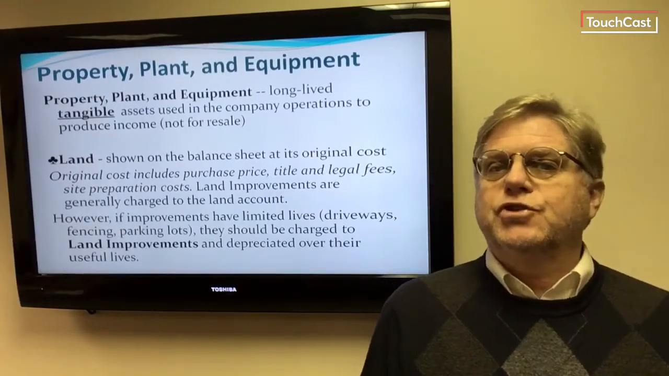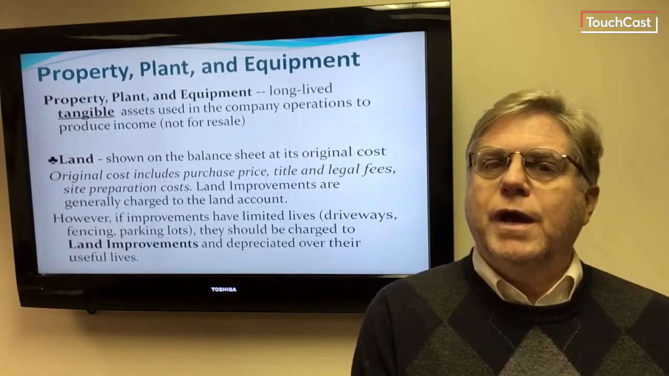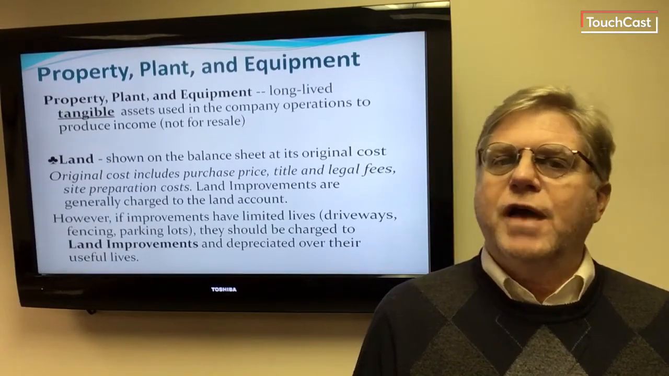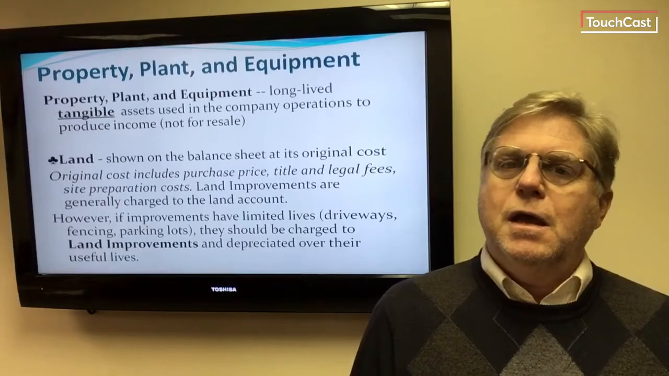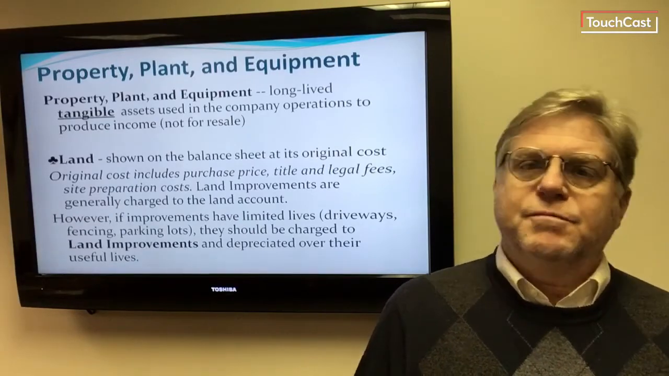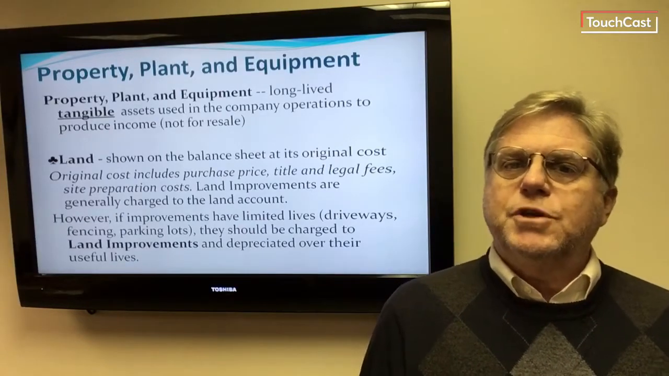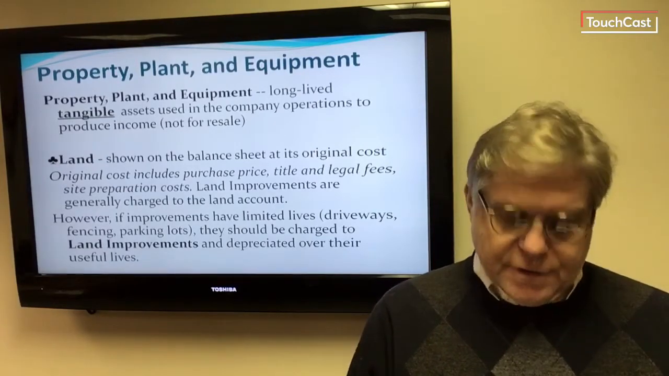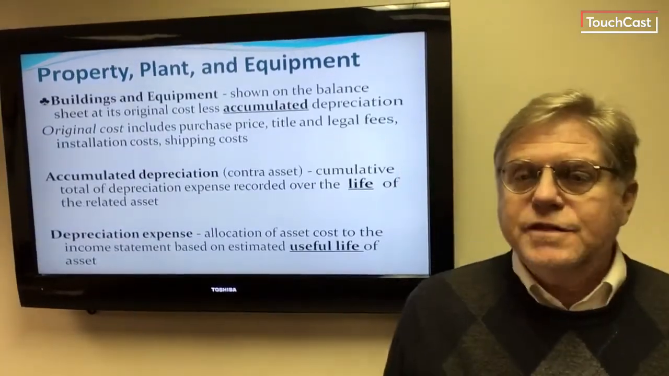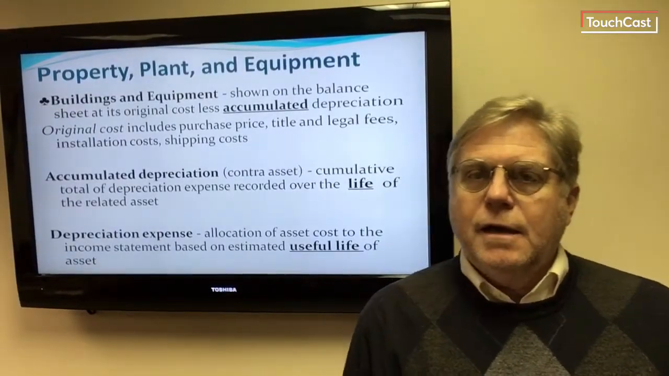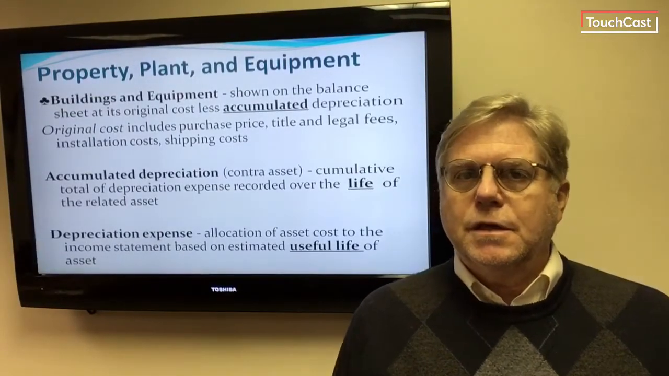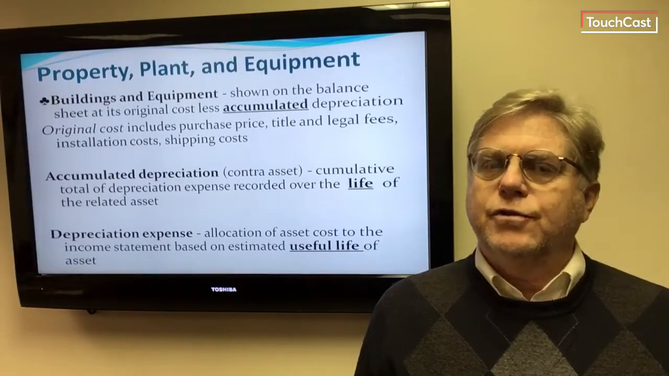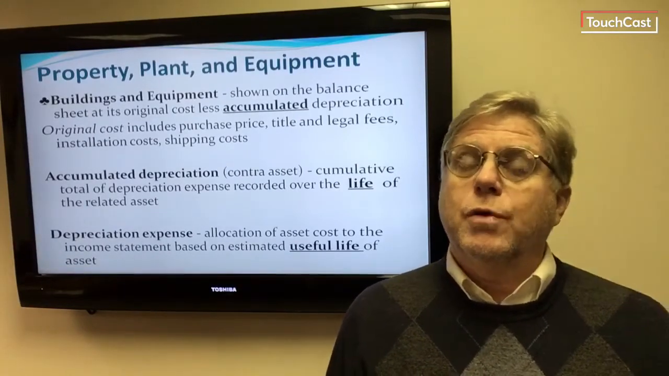Land improvements are generally charged to the land account as well. However, if those improvements have limited lives, things like driveways, fencing, parking lots, certain types of maybe drainage systems, they should be charged to land improvements but depreciated over their useful lives. Land itself is a unique asset in that it does not depreciate. We don't reduce the cost of land through depreciation like we do buildings and equipment.